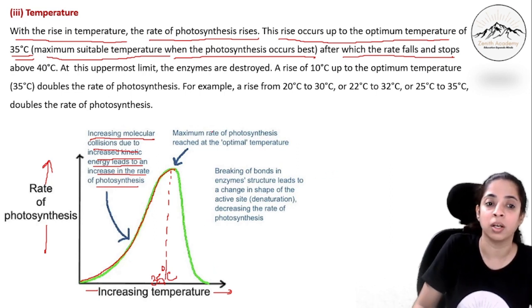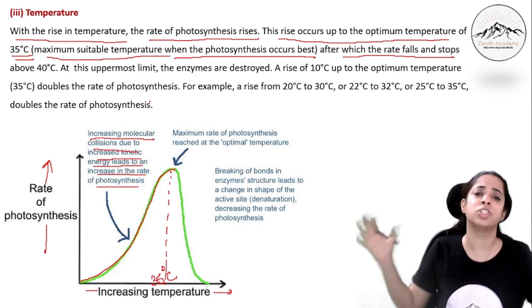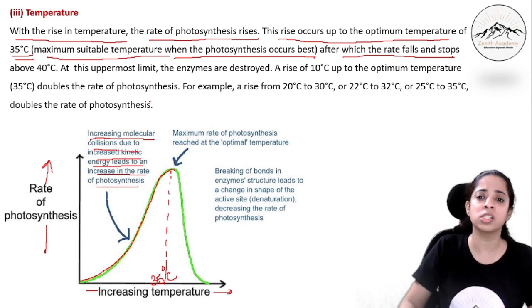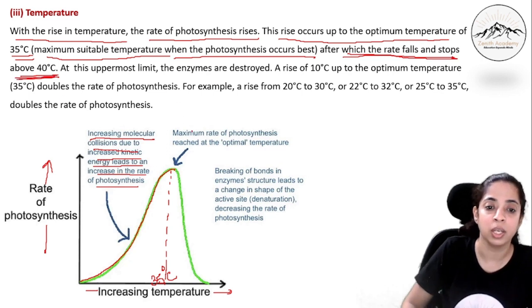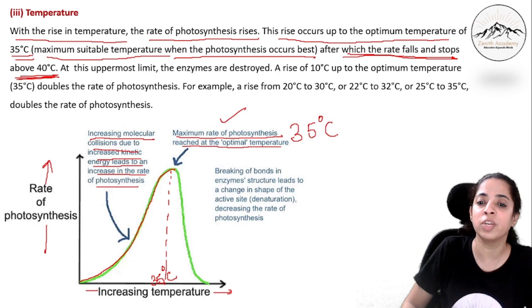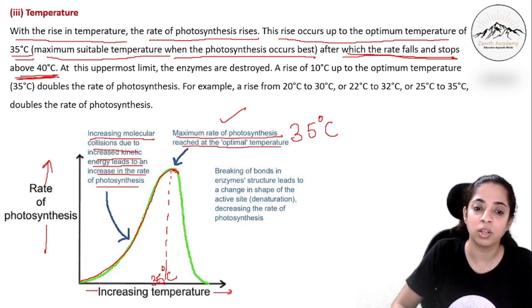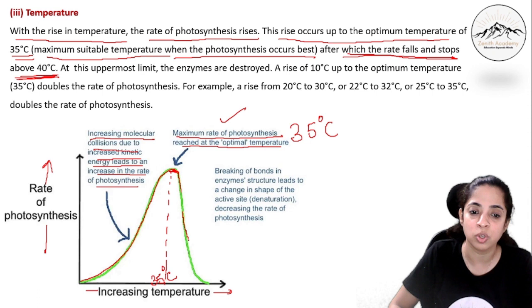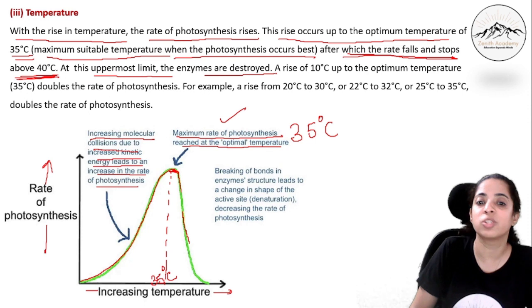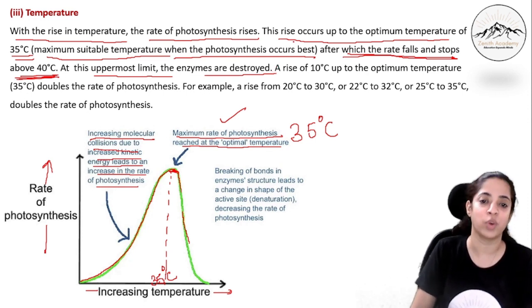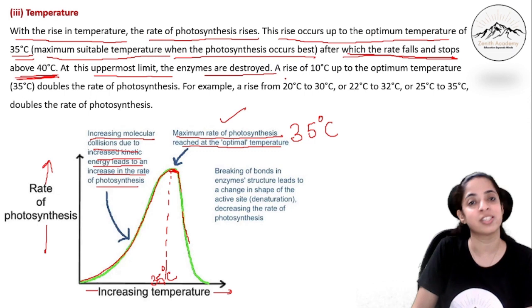Now why is it happening? Because we are increasing temperature, kinetic energy should increase and there should be more photosynthesis. Then why is it dipping? See here. Above 40 degrees, what happens? The rate falls and stops above 40 degrees. So this is the maximum rate of photosynthesis reached at the optimal temperature. What is the optimal temperature? 35. After that, if you increase the temperature, around 40 it remains the same, and beyond 40 it keeps on decreasing. So what is happening at this uppermost limit? The enzymes are destroyed. Chlorophyll is also destroyed, and the enzymes which help in photosynthesis are destroyed.